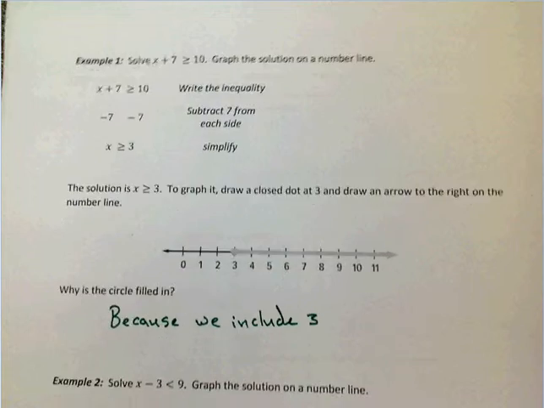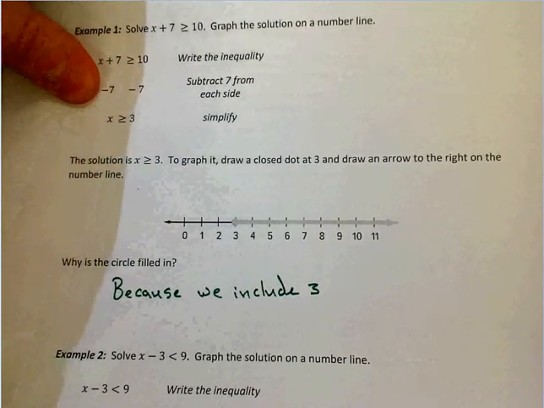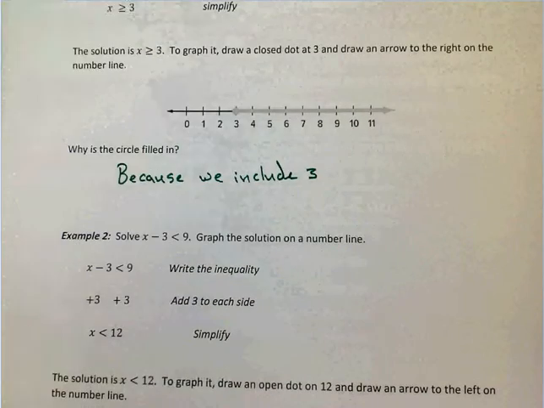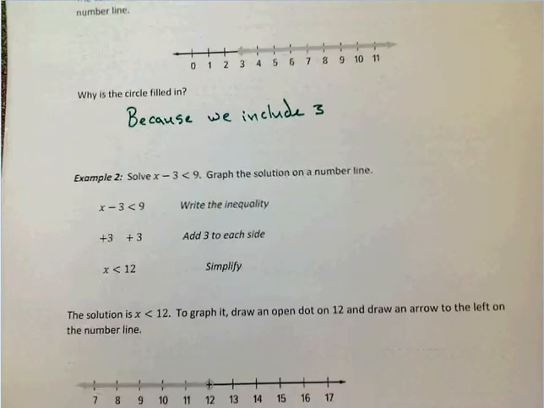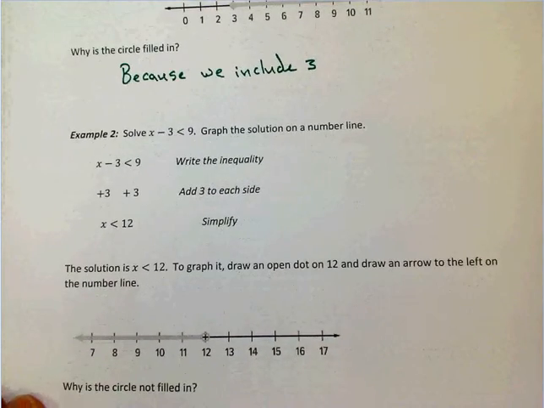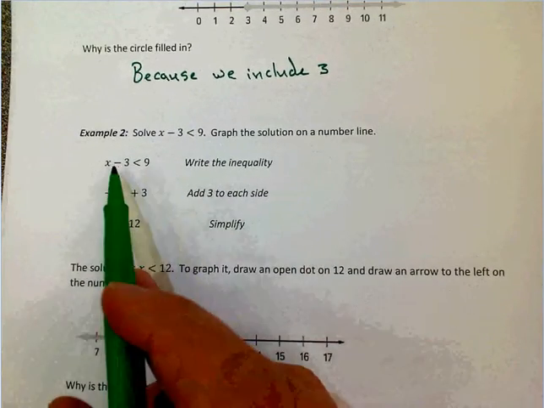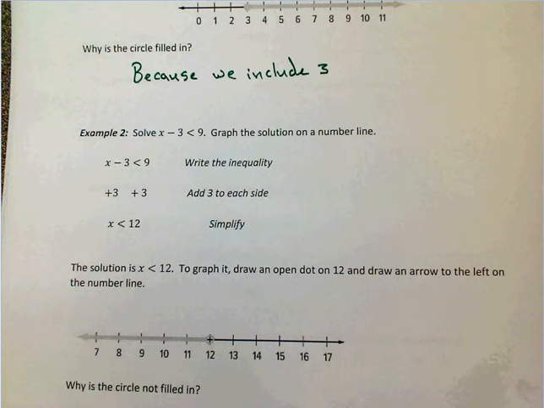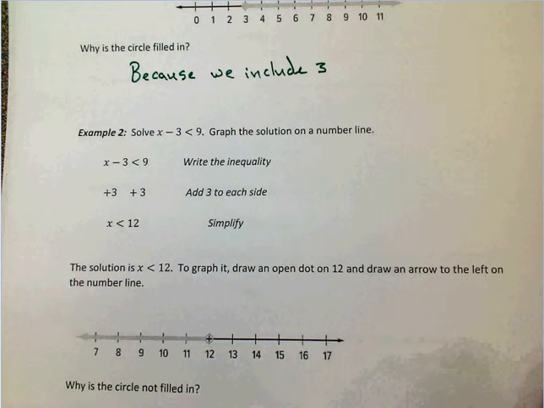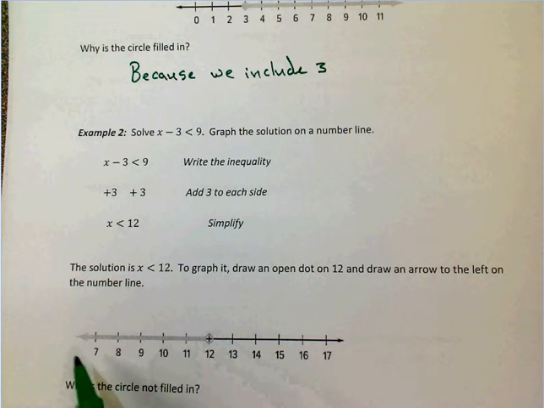Example 2, solve x minus 3 is less than 9. Then graph that solution on the number line. Okay. We add 3 to each side, which is the inverse operation for subtraction of 3. So we end up with x is less than 12. We have an open circle around 12 with an arrow going to the left. The circle is not filled in because we do not include 12.